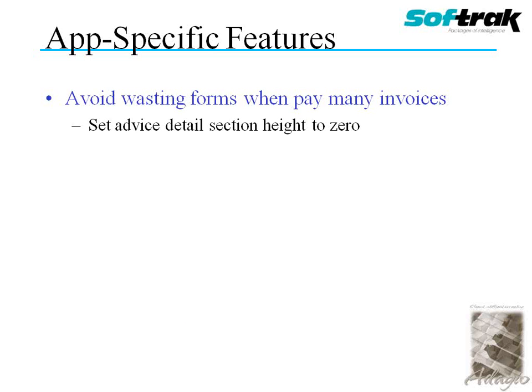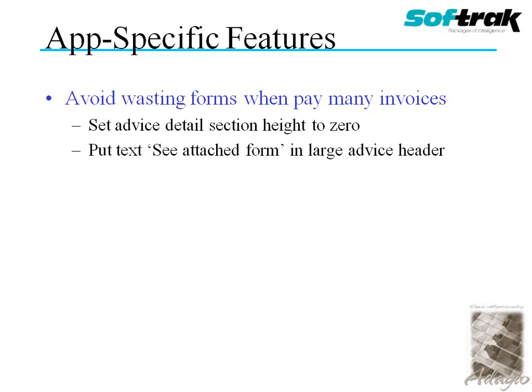In order to do that, you can set the advice detail section to 0 height, so you're not actually printing details. So whether you print a cash invoice that's got 20 distributions or whether you're using a check to pay 50 invoices, you will simply not print those details on the form. Then instead of where you print your details, just enhance and enlarge the size of your advice header and make it look like you're printing details there. I'll show you a picture of that in just a moment. And basically just put in text that says the attached form.